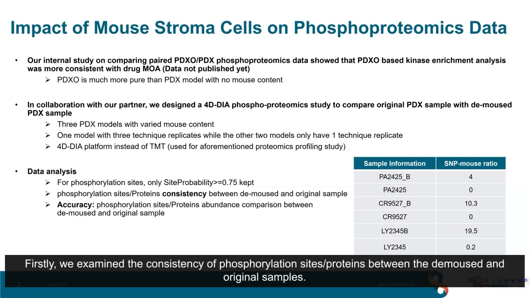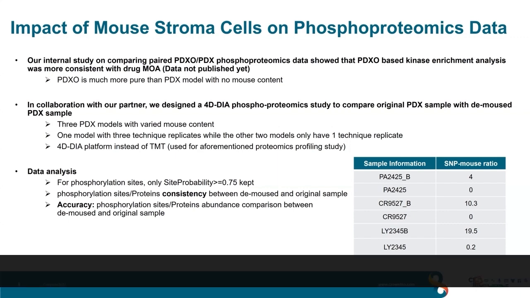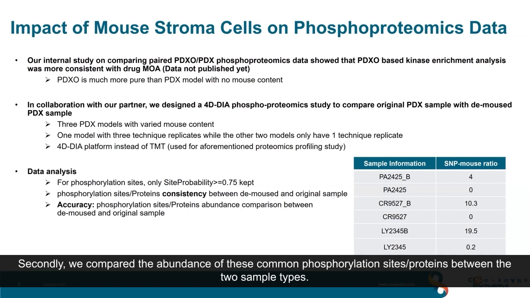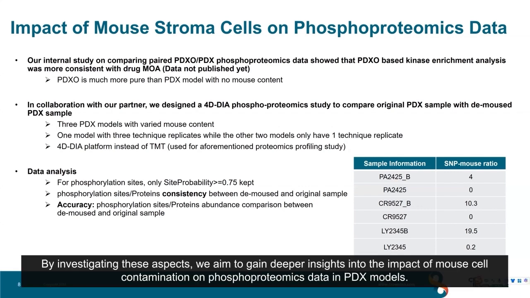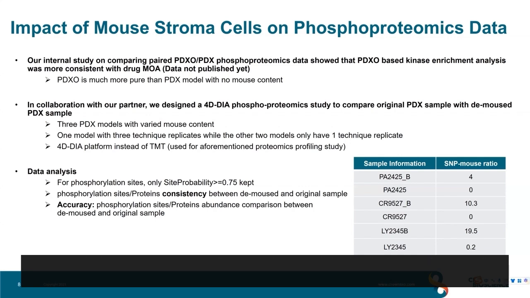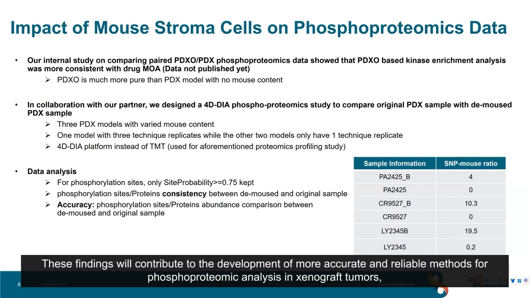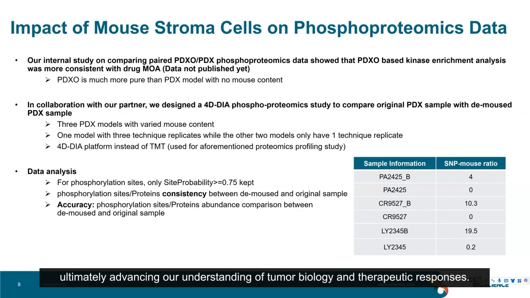Firstly, we examined the consistency of phosphorylation sites and proteins between the demoused and original samples. Secondly, we compared the abundance of these commonly identified phosphorylation sites and proteins between the 2 sample types. By investigating these aspects, we aim to gain deeper insights into the impact of mouse cell contamination on phosphoproteomics data in PDX models. These findings will contribute to the development of more accurate and reliable methods for phosphoproteomics analysis in xenograft tumors, ultimately advancing our understanding of tumor biology and therapeutic responses.